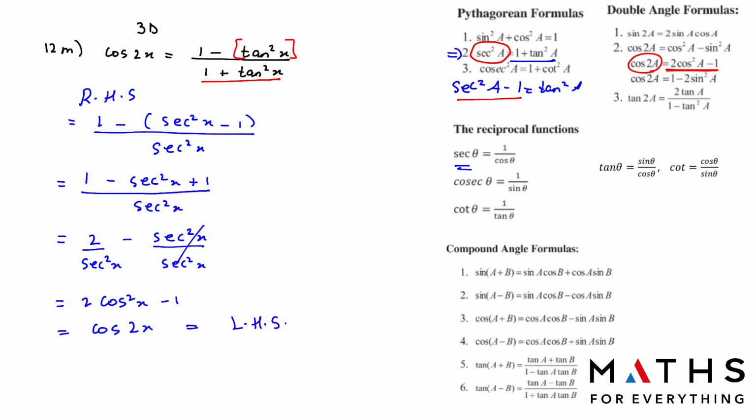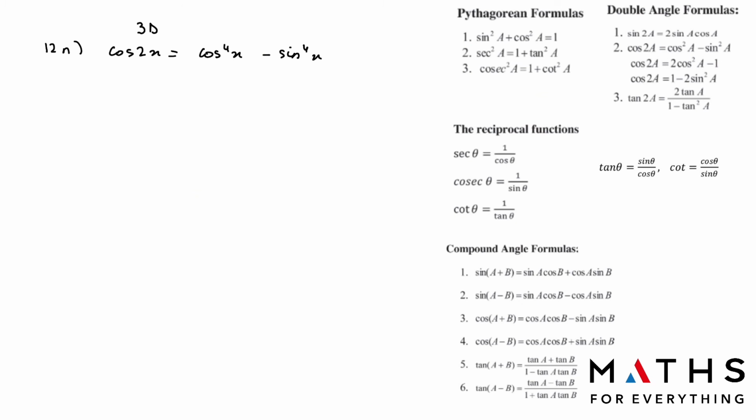Now the last one is remaining. Cos 2x is equal to cos to the power of 4 x minus sine to the power of 4 x. This is a super easy one. Whenever you have these powers, square or 4, any even powers, we can use the a square minus b square. So the right hand side is equal to cos square x to the power of 2 minus sine square x to the power of 2. Why 2? Because 2 multiplied by 2 is 4.